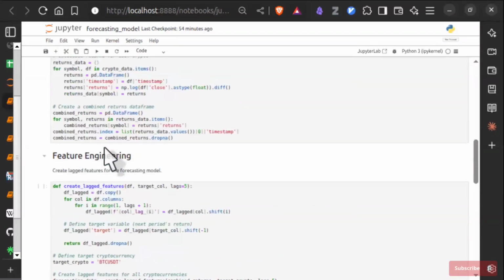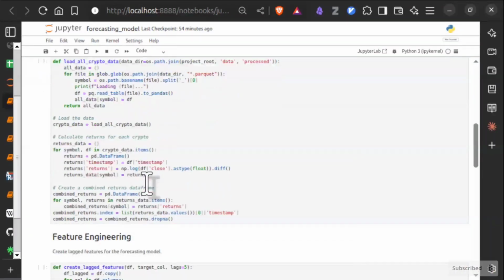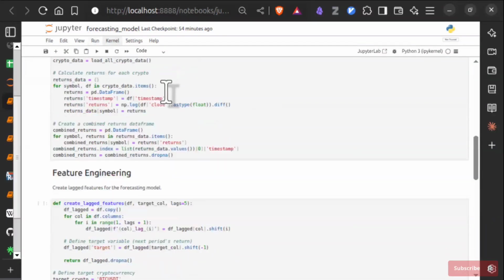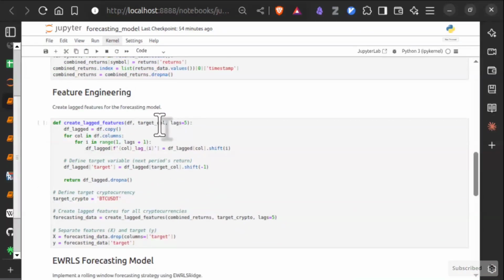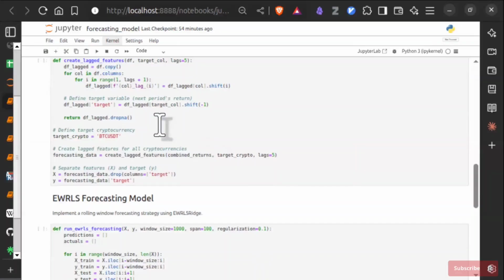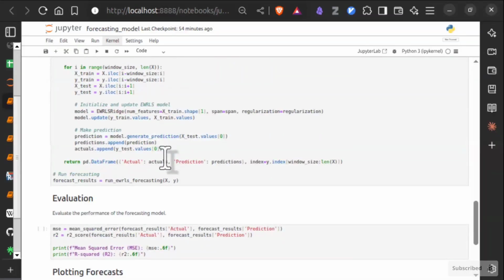Then based on that information, in this little forecasting model here, we establish various different causal features, and then fit an EWRLS model, an exponentially weighted recursive least squares model. And that's something that's in here as well.